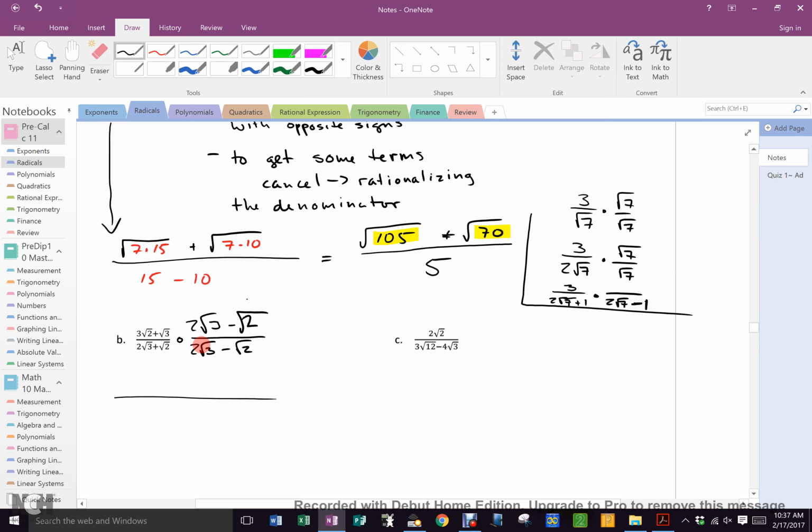2 root 3 times 2 root 3 is 2 times 2 is 4. Root 3 times root 3 is 3. And then the middle terms are going to drop out. So, and then root 2 times root 2 is minus 2.